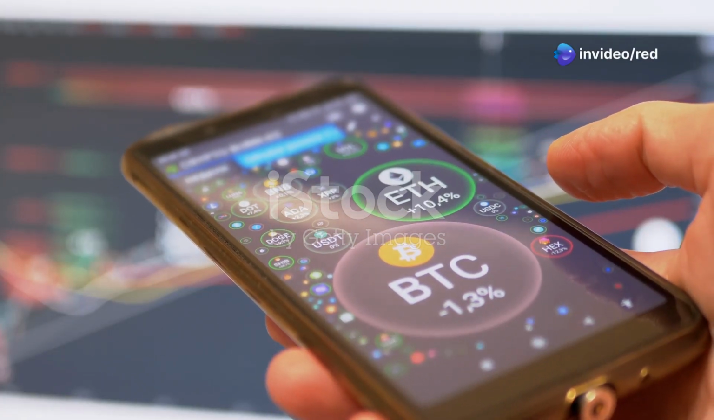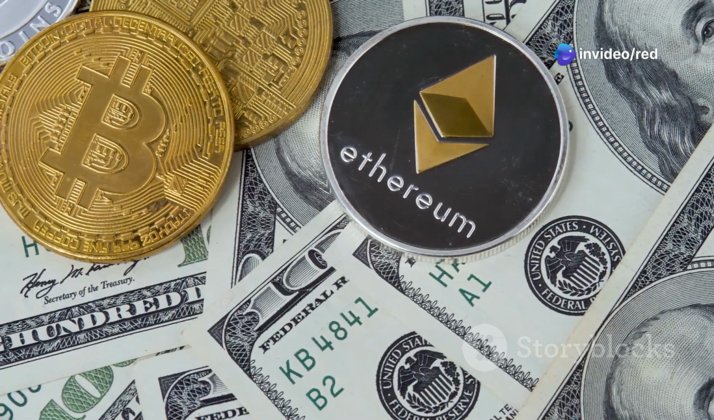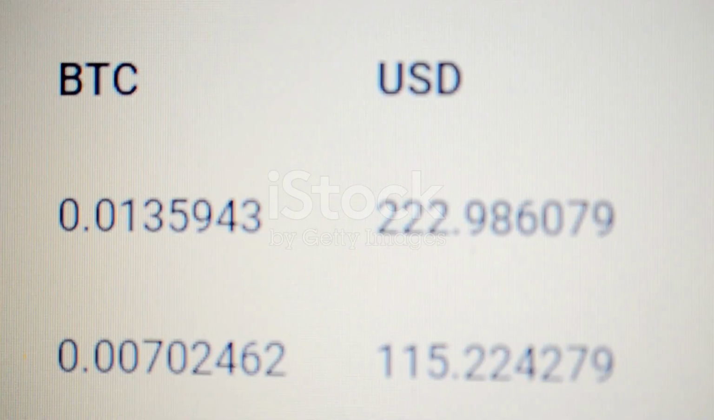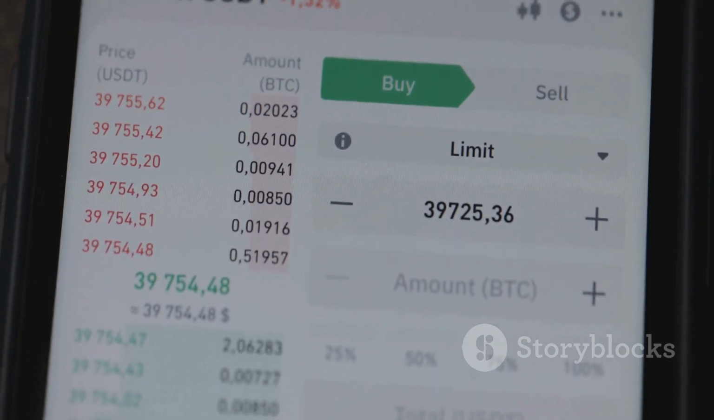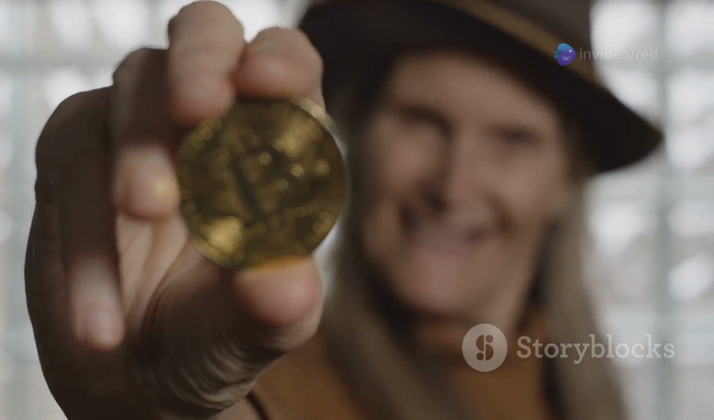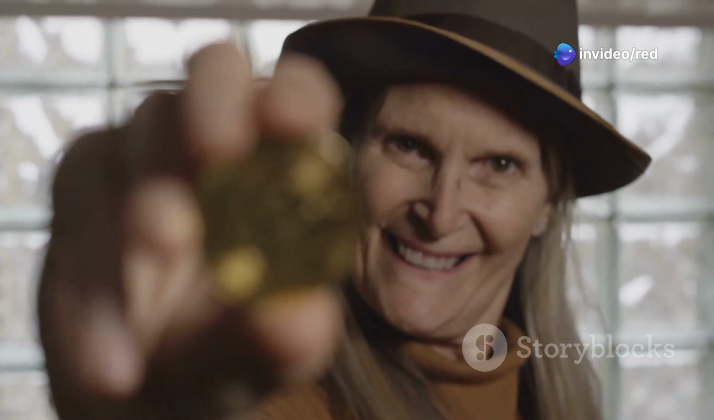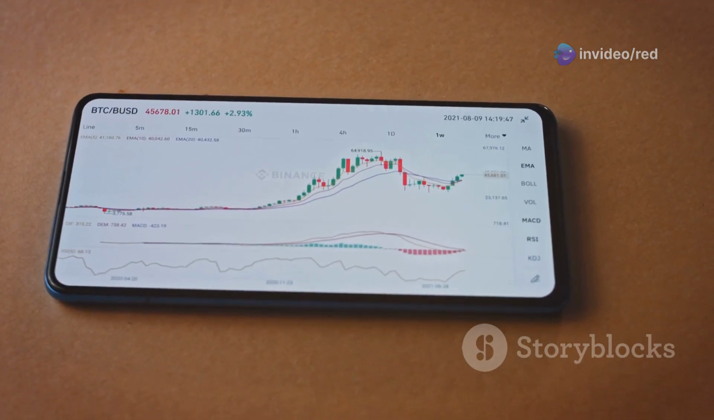Let's talk about digital money. Two popular types are TRC20 USDT and Bitcoin. Think of them like different currencies. USDT is like digital dollars. It's stable, meaning its value usually stays close to $1. Bitcoin is different. It's like digital gold. Its value can change a lot.